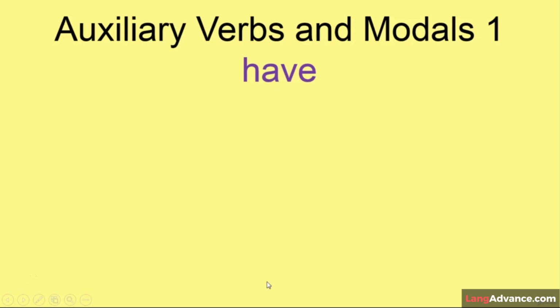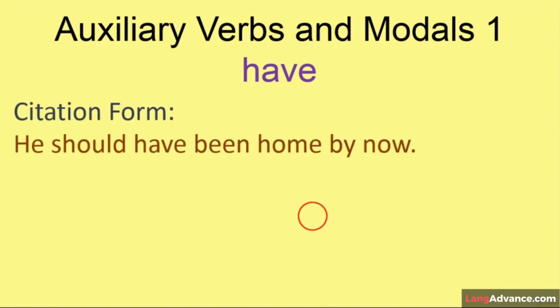Now we're going to be looking at some auxiliary verbs and modals, beginning with the word have. We have this sentence in citation form. He should have been home by now. Repeat after me. He should have been home by now.